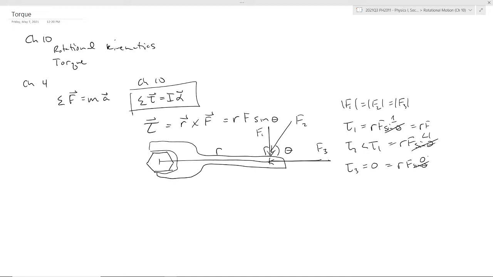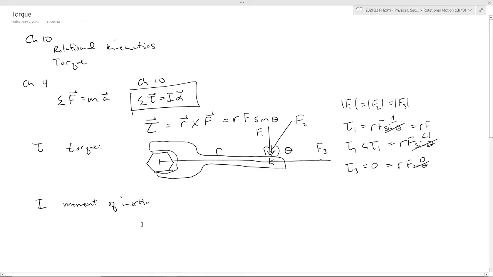All right, so that's torque. The other ingredient we need to understand this rotational analog to Newton's second law is I. So what is I? I is something called the moment of inertia. And the short story is that this is the rotational equivalent of mass. So it depends on the mass, but it also depends on the geometry.